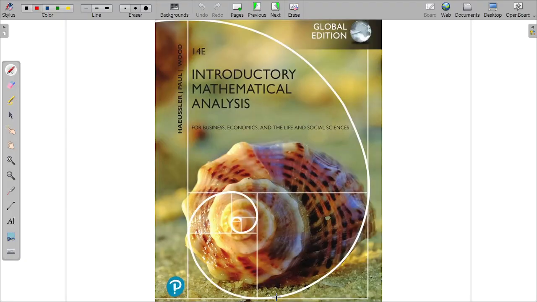All right, welcome back to Introductory Mathematical Analysis A. We are still in chapter 12. This time around, we are going to be covering chapter 12.7, which is the higher order derivatives.